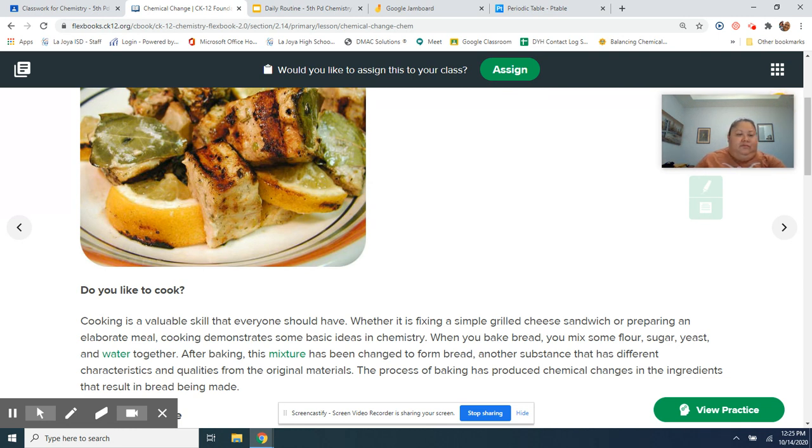Cooking is a valuable skill that everyone should have, whether it is a simple grilled cheese sandwich or preparing an elaborate meal. Cooking demonstrates some basic ideas in chemistry. When you bake bread, you mix some flour, sugar, yeast, and water together. After baking, this mixture has been changed to form bread, another substance that has different characteristics and qualities from the original materials. The process of baking has produced chemical changes in the ingredients that result in bread being made.